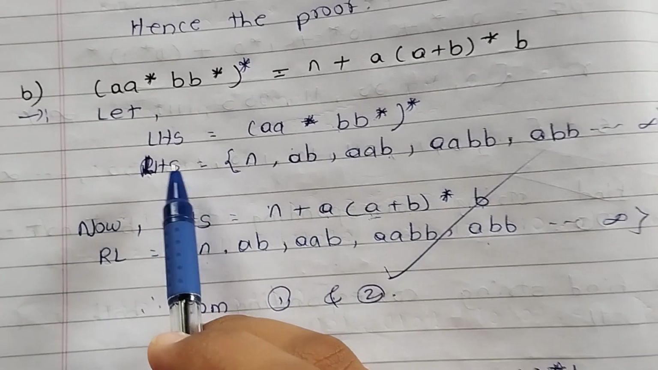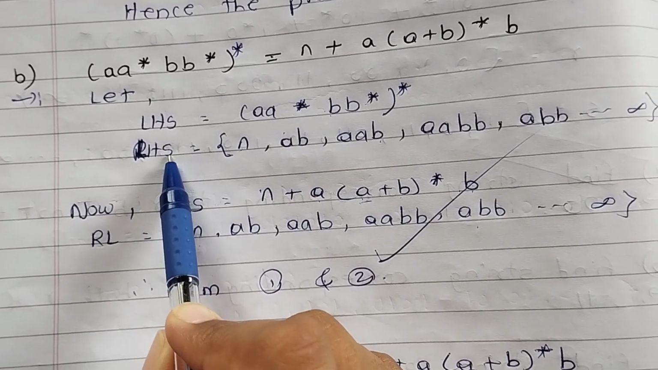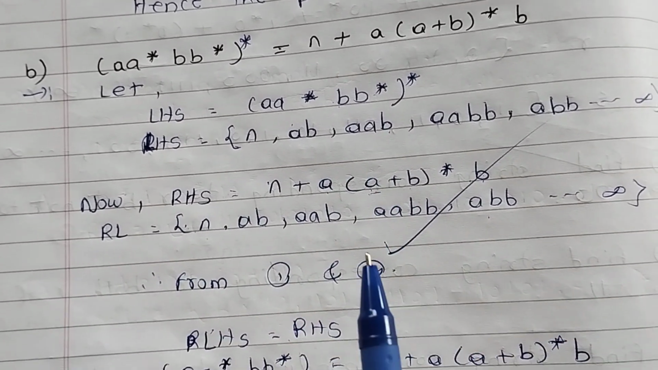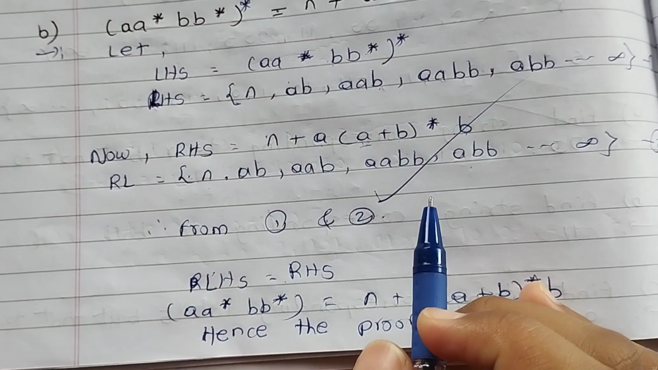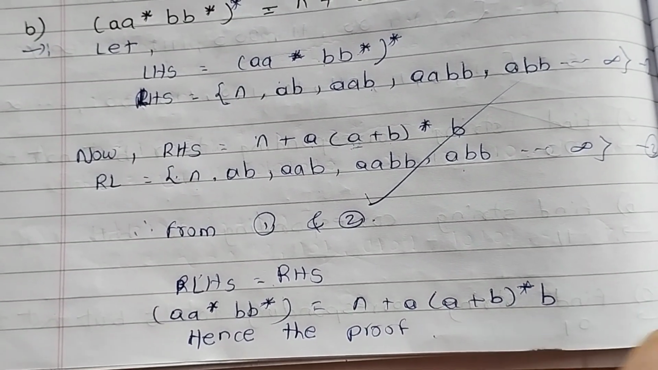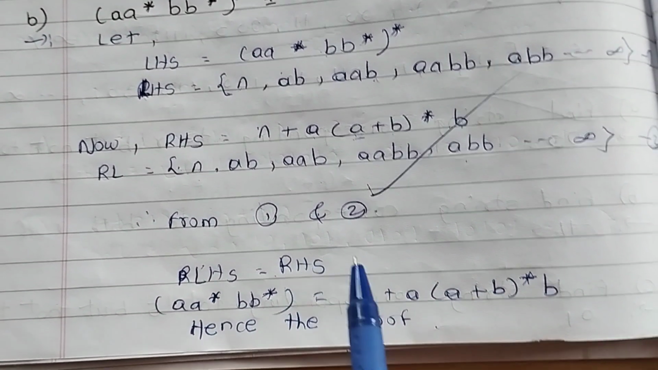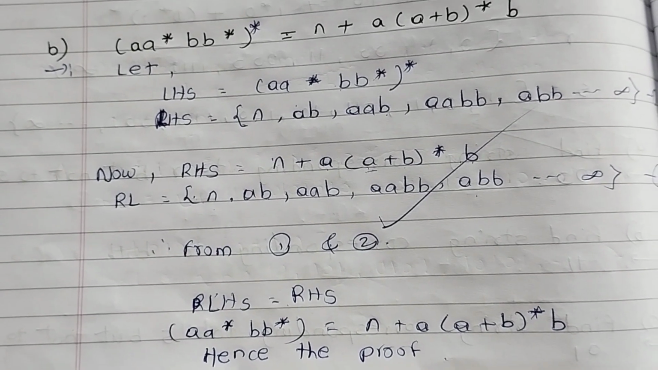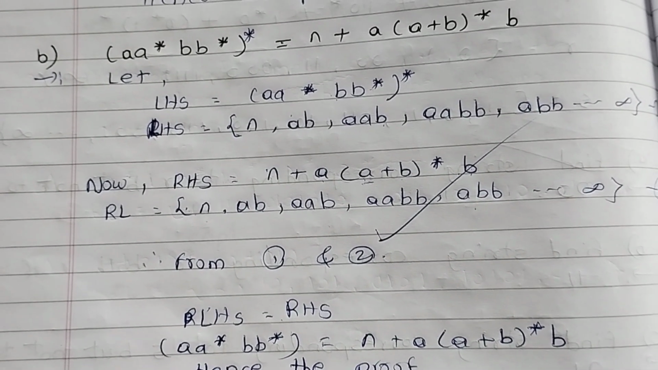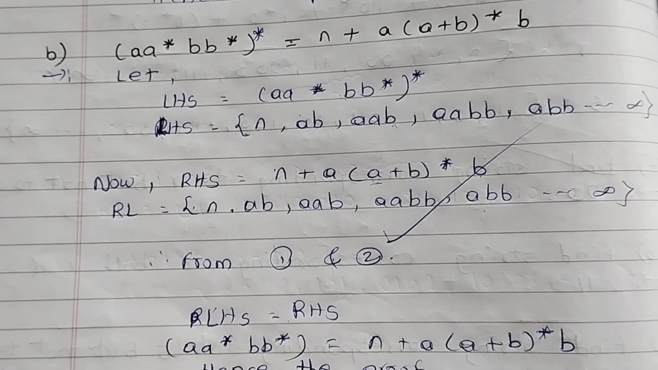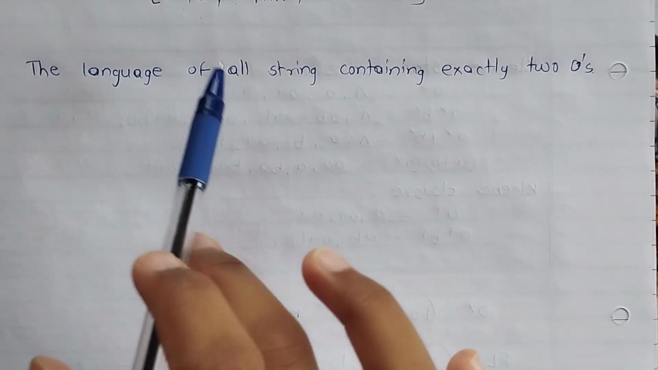So as we see here, our LHS regular language and the RHS regular language are the same. So from equation number 1 and equation number 2 we say that LHS is equal to RHS, and hence we prove it. I hope you also get an idea of how we prove regular expressions. Now we see the next question.